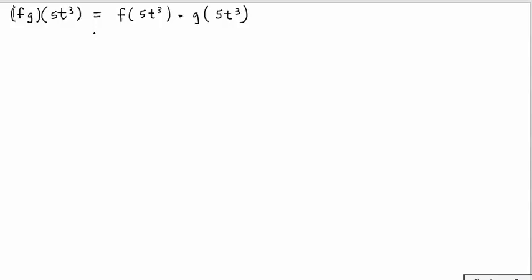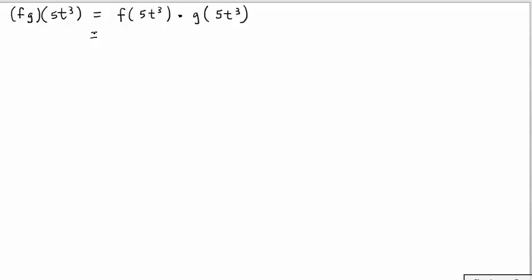Let's see. Anyway, here's our next example. We're going to multiply f and g together, and the input's going to be 5t cubed. So I went ahead and got us started, and I'm showing that I'm going to plug in 5t cubed for the x in f, and plug in 5t cubed for the x in g, and then we're going to multiply them together. All right, hoping for better luck here.